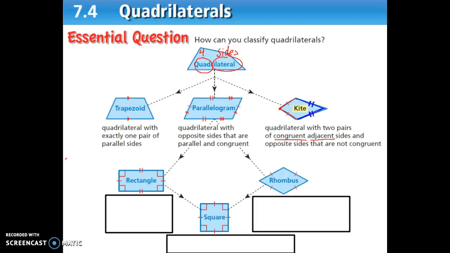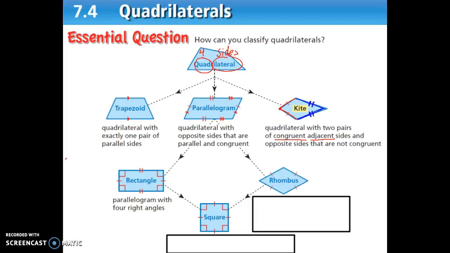After this, we have a rectangle. A rectangle is a parallelogram. So top and bottom are parallel, left and right are also parallel. But beyond that, a rectangle has 4 90-degree angles. All of the angles in this figure are 90 degrees. So the definition for a rectangle is a parallelogram, so opposite sides are parallel, but more specifically, it has 4 right angles.